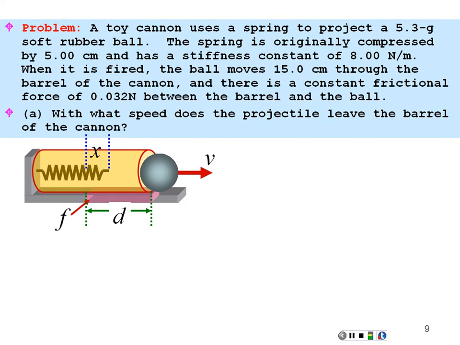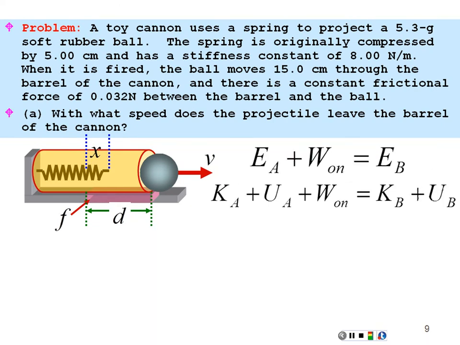All right, so we're going to have a force of friction for the whole time it's going through the barrel, and for that distance. We still start with our one equation to rule them all. Kinetic energy at A plus potential energy at A plus work done along the way equals the kinetic energy at B plus the potential energy at B.